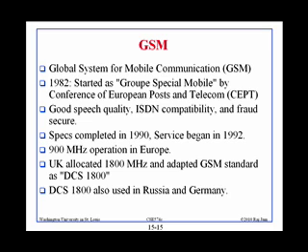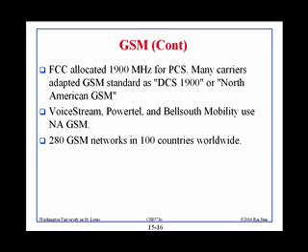Completed in 1990, service began in 92, 900 megahertz in Europe, 1800 in UK, and 1800 in Russia. So 1900 must be North America. I think so. So we already see 900, 1800, and 1900. There are 3 bands in 3 different parts of the world. So FCC allocated 1900. If you want to use it in North America, you have to use 1900, North American GSM.